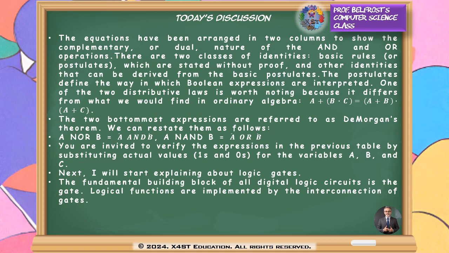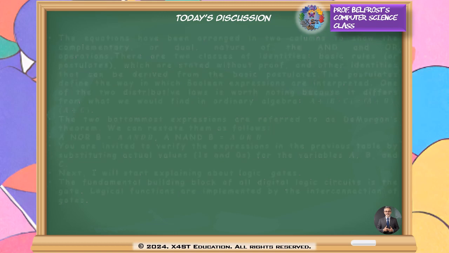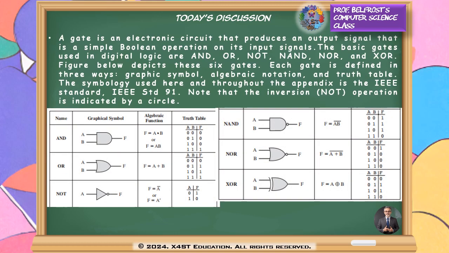Next, we'll explain a little about logic gates, the fundamental building blocks of all logic circuits. Logical functions are implemented by the interconnections of gates, so gates are important. What is a gate? A gate is an electric circuit that produces an output signal that is a simple Boolean operation on its input signals. The basic gates are the same as the logic operations: AND, OR, NOT, NAND, NOR, XOR.